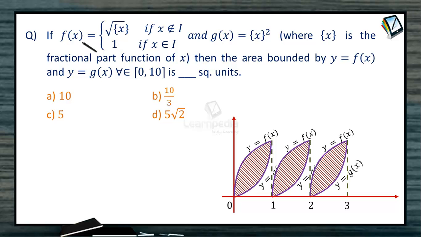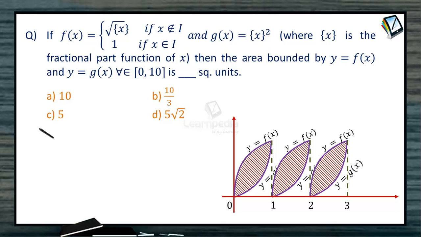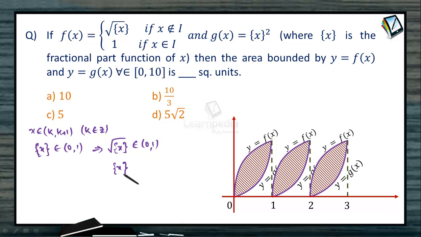Clearly, f of x is the square root of the fractional part of x, which will be a graph like this parabola. Between integers only, between 0 to 1, it is a function increasing from 0 to 1. So as x belongs to k to k plus 1, where k is an integer, the fractional part of x would be from 0 to 1, and the square root of the fractional part of x would also be a number from 0 to 1. Not only this, the fractional part of x whole squared would also be from 0 to 1.